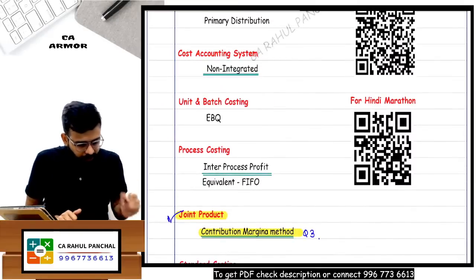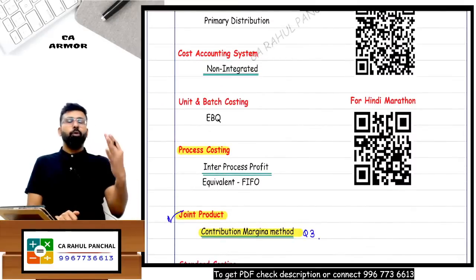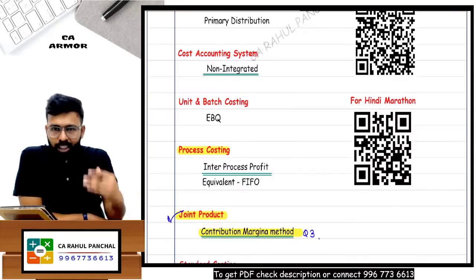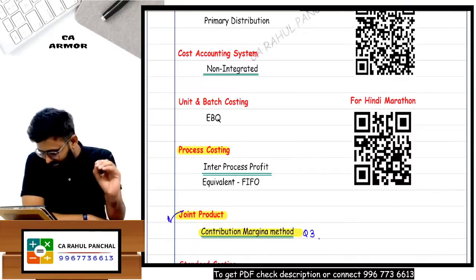Sir, now what is the next important thing? Sir, let us go to process costing. There are two important concepts, which are inter-process profit and equivalent output.